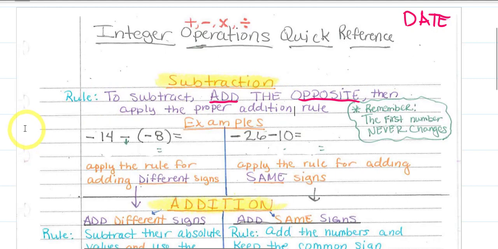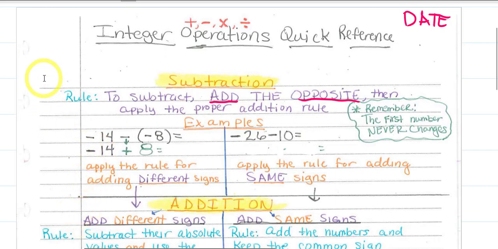Okay, so here we go. I'm going to make my changes. When it's subtraction, the first number never changes. So that's going to remain negative 14. I'm then going to change my subtraction sign to an addition sign. And the following number is what changes. So in this case, I have initially a negative 8. Its opposite is going to be a positive 8.